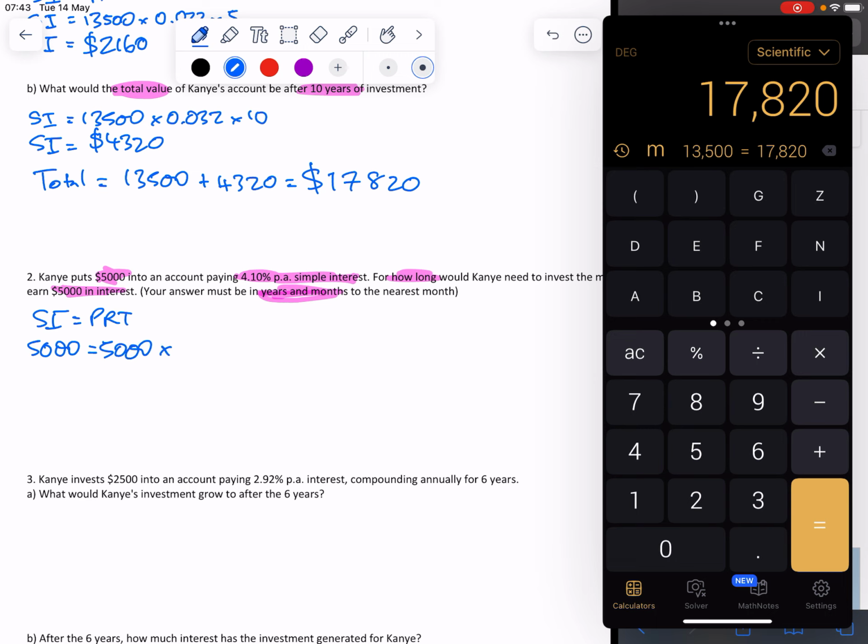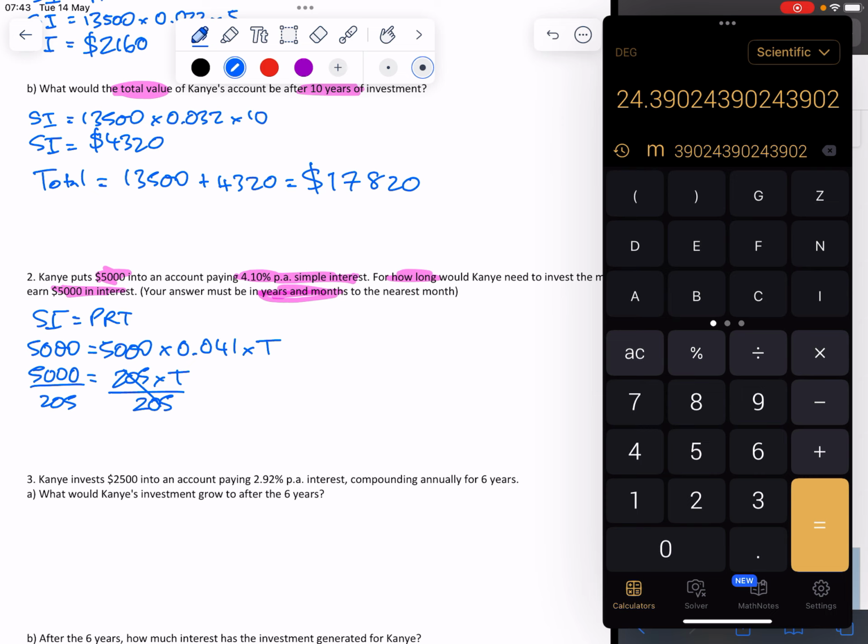And the time is what we don't know, so work out what we do know. We know 5,000 times 0.041 is 205, times T. I want to get T by itself, so the opposite of multiplying by 205 is dividing by 205. That's going to cancel, so 5 grand divided by 205 is 24.39 years to 2 decimal places.